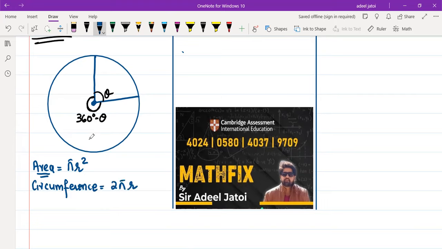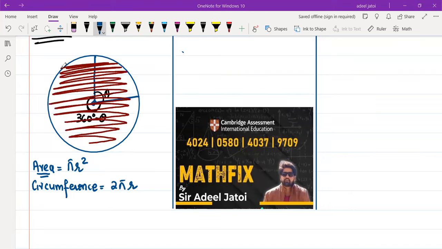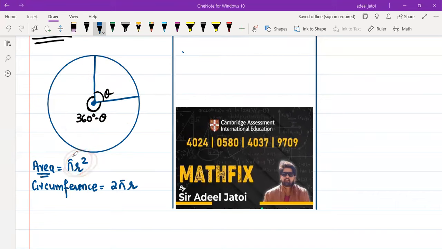So the two general formulas of the circle are, if I want to find out the complete area of the circle, this should be pi r square. Whereas if I want to know the circumference, the complete boundary of the circle, that is basically 2 pi r. R is the radius.